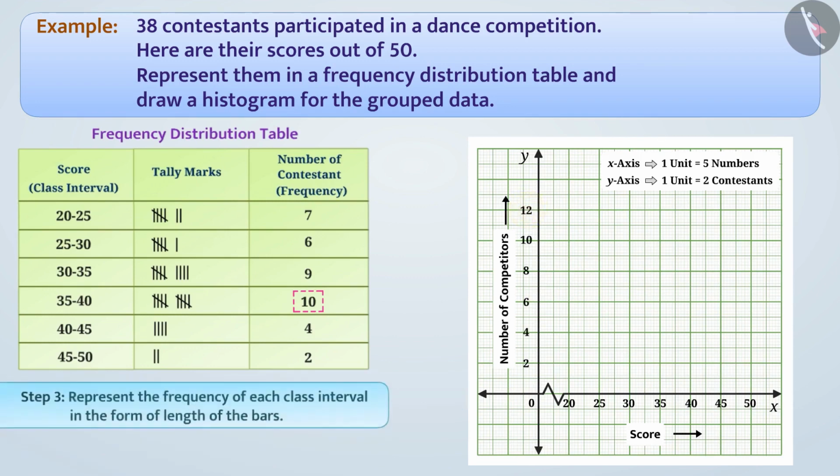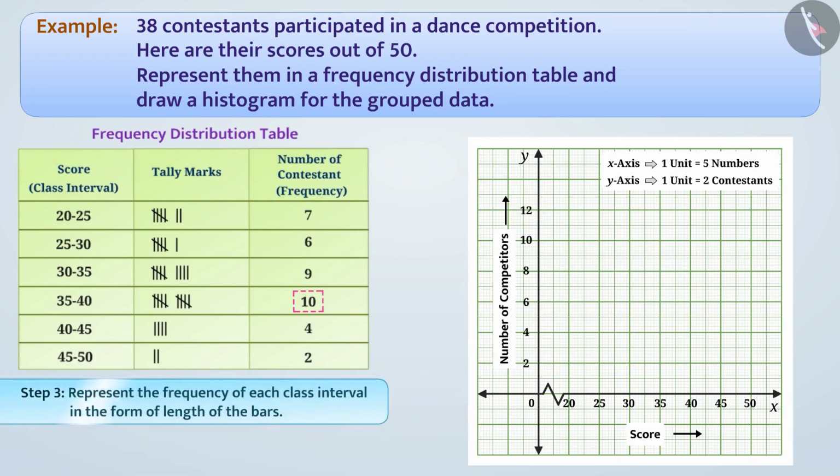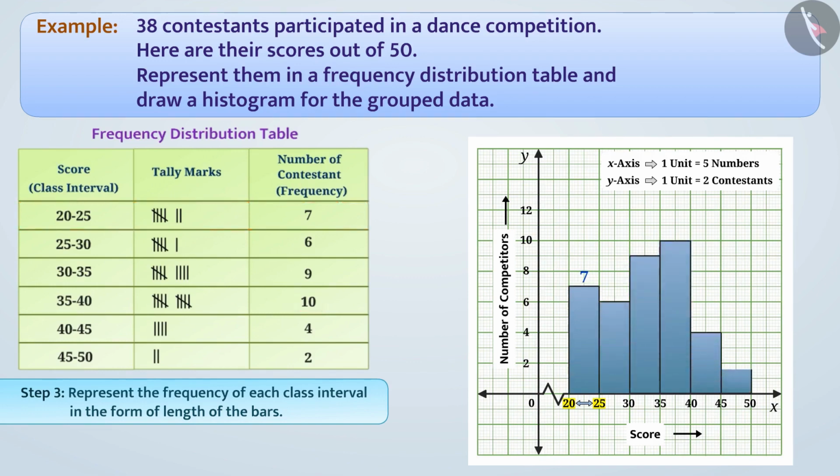Now, we will represent the frequency of each class interval in the form of length of the bars. For example, to represent the frequency of the class interval 20 to 25, we will draw a bar whose length will be 7 contestants. Similarly, we will show the frequency of all class intervals. Keep in mind that we will keep the width of the bars equal and will not keep any distance between the bars.